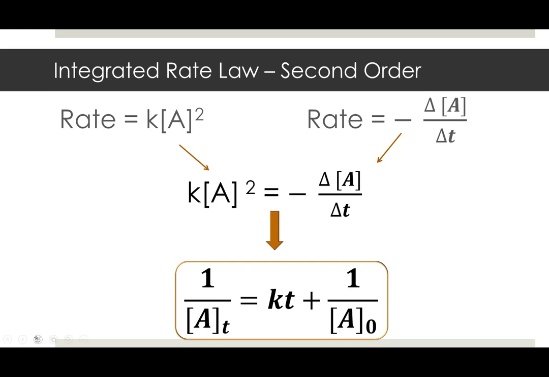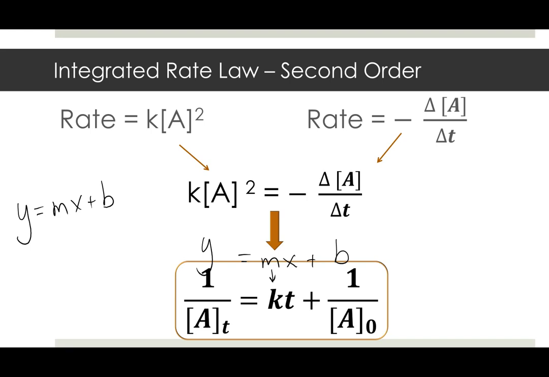Remember that our equation of a line is y equals mx plus b. Our y in this case is going to be 1 over the concentration of A at time t. Our m is still going to be k, so the slope of our line is still going to be k. We're going to graph this against t, and our intercept is going to be 1 over the initial concentration.